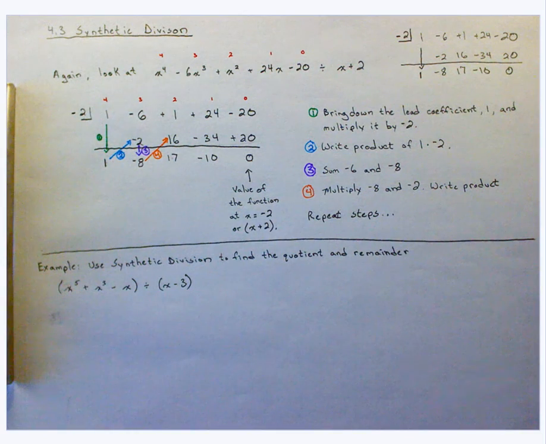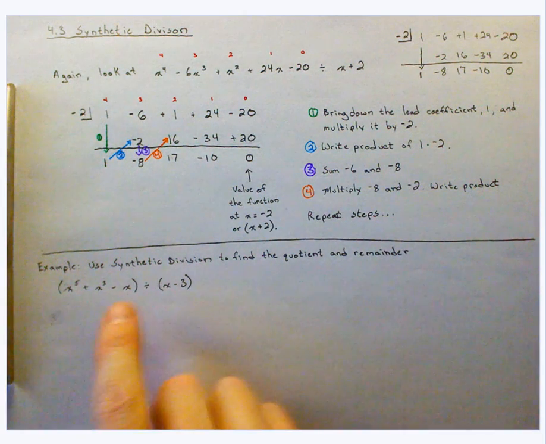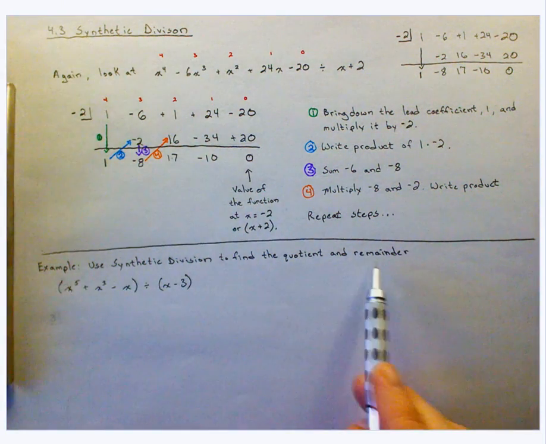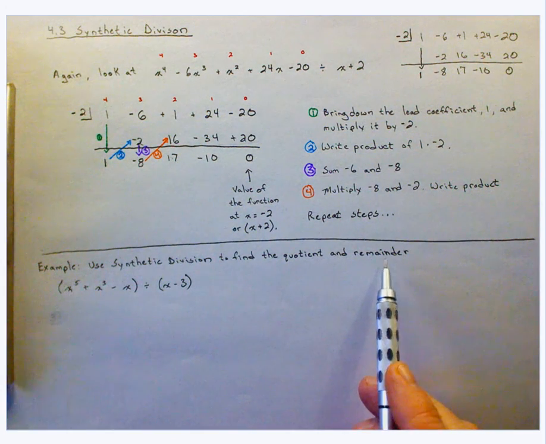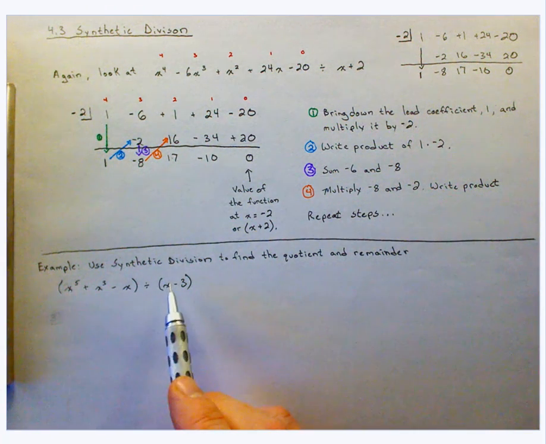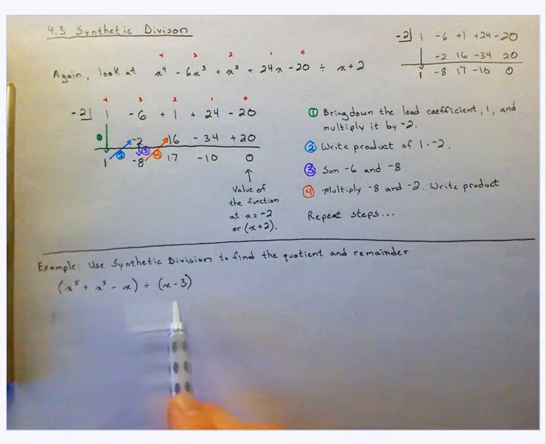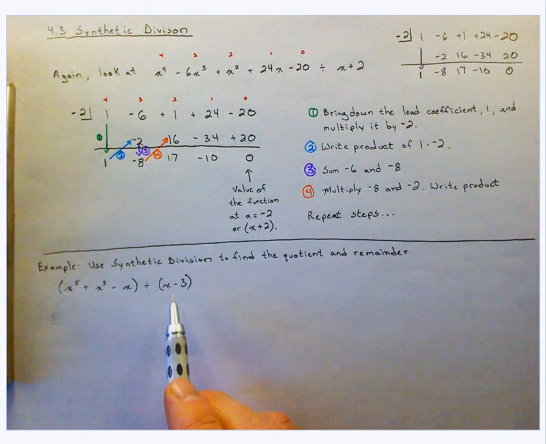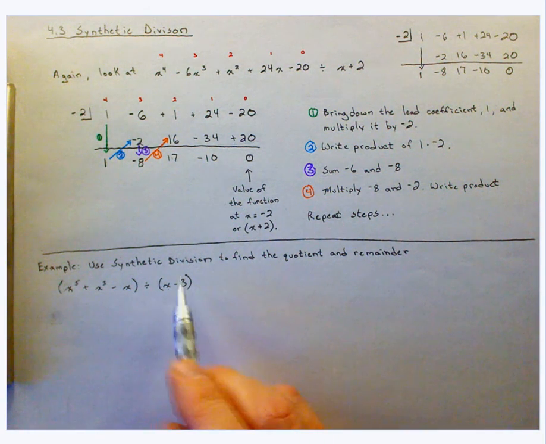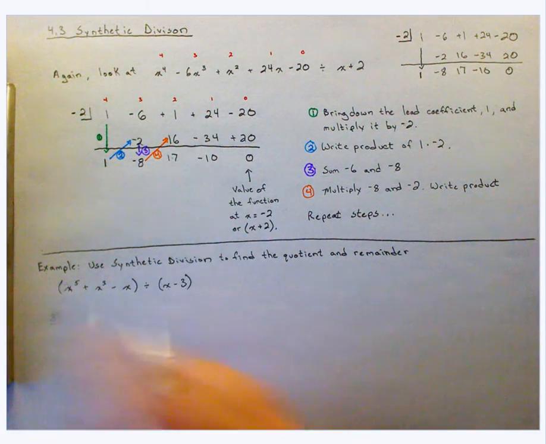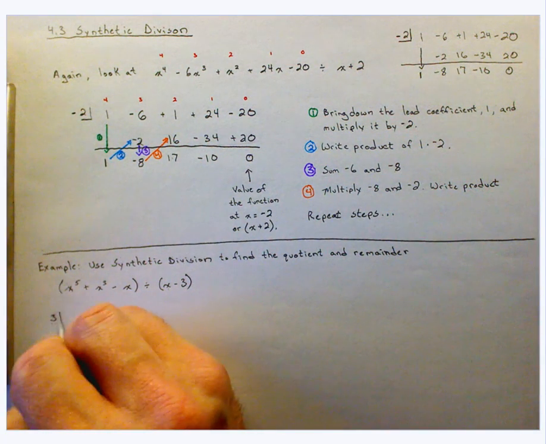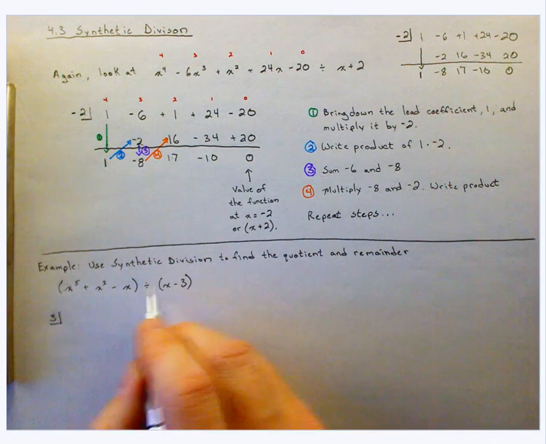Okay, so I have a problem for us to work. We're going to use synthetic division to find the quotient and the remainder. And the remainder can be 0 also. So we're going to use synthetic division to do this. First thing I turn around and do is that I know I'm going to divide by 3. And then I'm going to work through here.